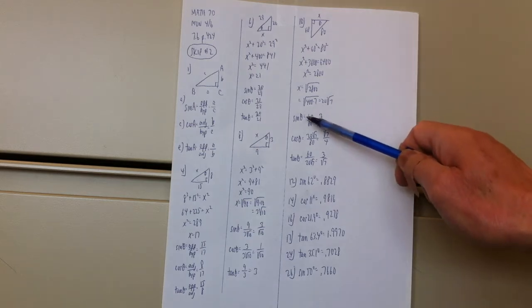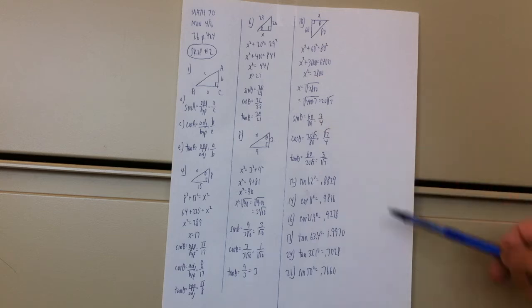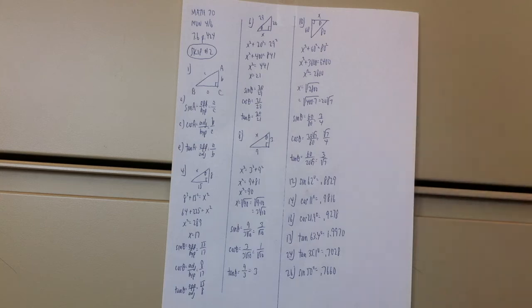And once again, I use my rules for sine, cosine, and tangent. Sine of theta is defined to be the opposite over the hypotenuse. So that would be 60 over 80. That reduces to 3/4.